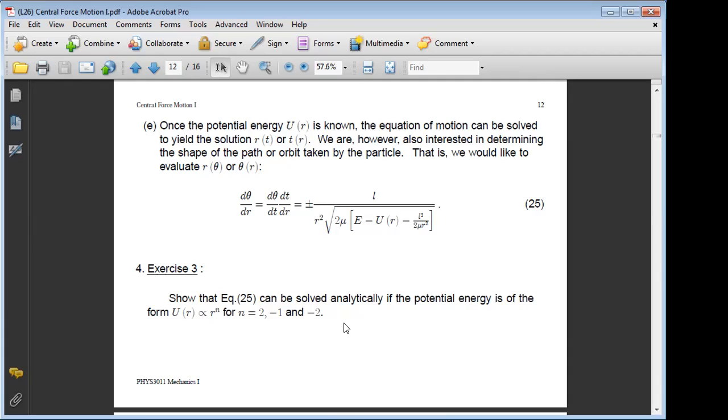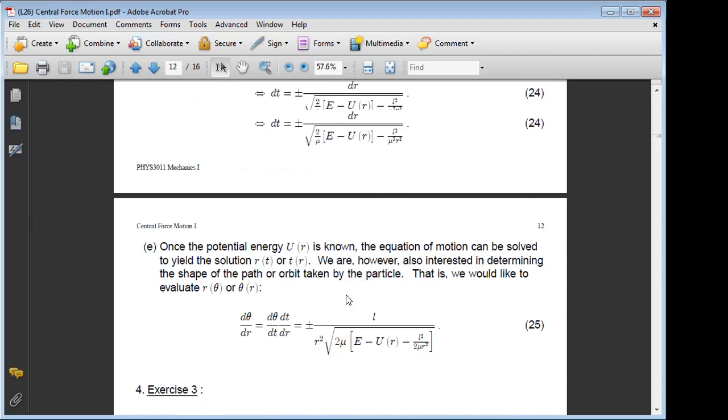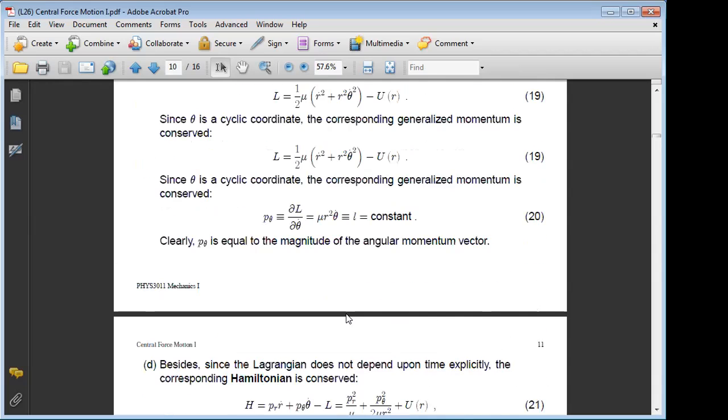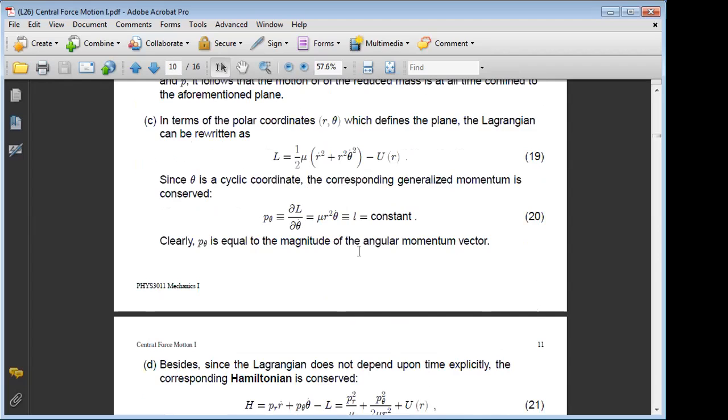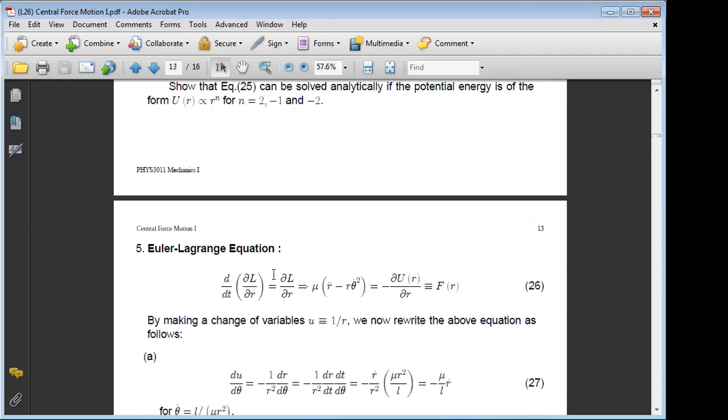Okay, so now we have the Lagrangian. We can derive the Euler-Lagrange equation. And we only have the Euler-Lagrange equation of motion in the radial direction, because the angular direction just gives you the angular momentum being conserved.